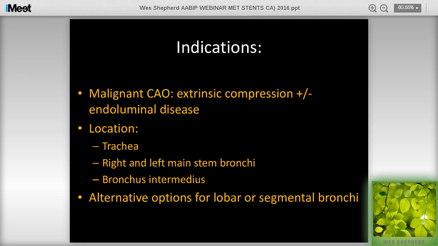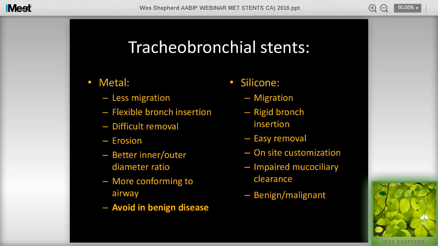When we're talking about malignant airway obstruction, we're typically talking about placing metallic stents in the trachea, main stem bronchi, bronchus intermedius, and usually there's alternative options for patients that have lobar or segmental bronchi obstruction. However, that's evolving a little bit, and we're going to talk about that later on in the webinar.